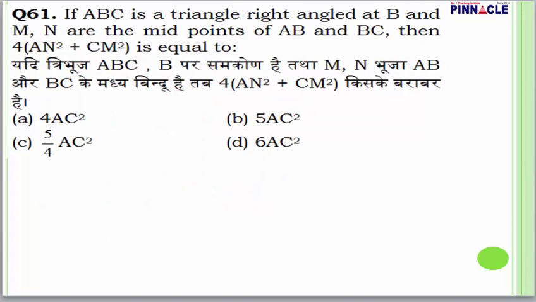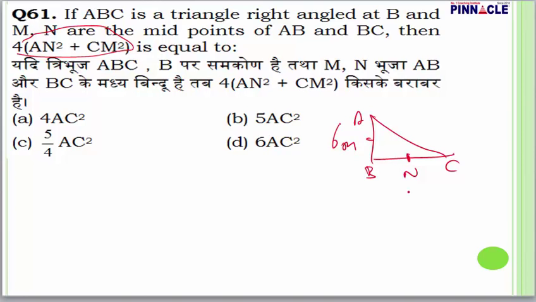Next question, question number 61. If ABC is a triangle, right angle at B, and M and N are the midpoints of AB and BC, then we have to find the value of this expression. What will be the value of this? So let's say this is 6, this is 8, this is 10. This would be 3, this would be 3, this is 4, this is 4.